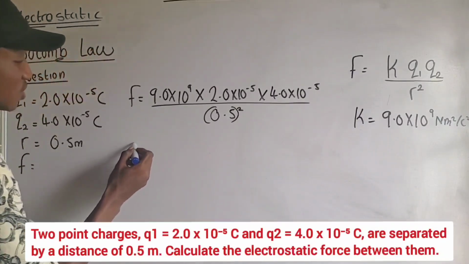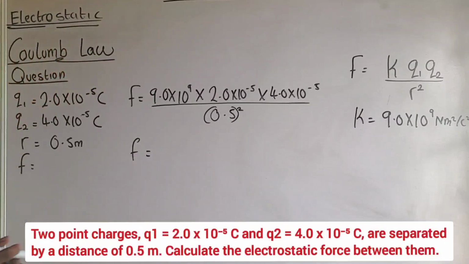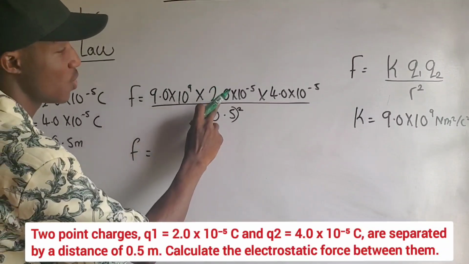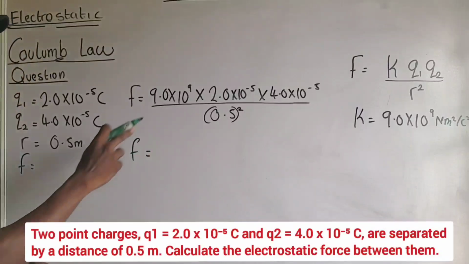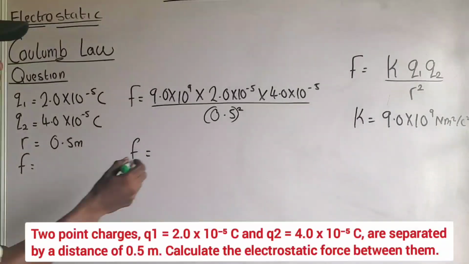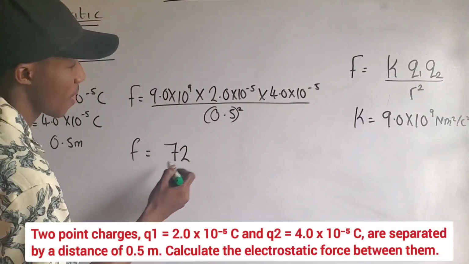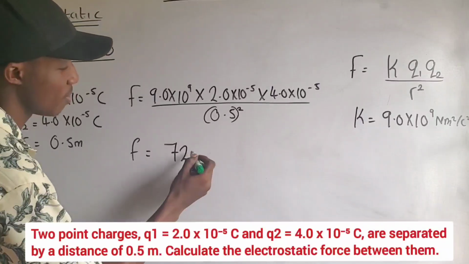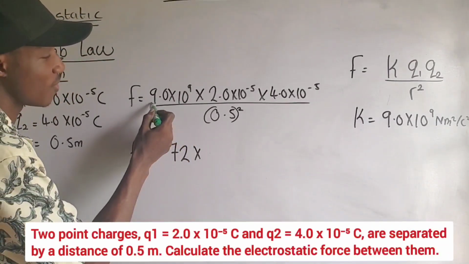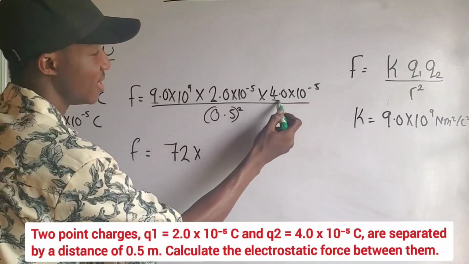Okay, so F equals to, now please pay attention, when you are taking the product of this: 9 times 2 times 4. 9 times 2 is 18. Are you getting it? 18 times 4 will give you 72. You understand? So you're going to have 72. Please pay attention. Do you know how I did it? Just take the product of the numbers.